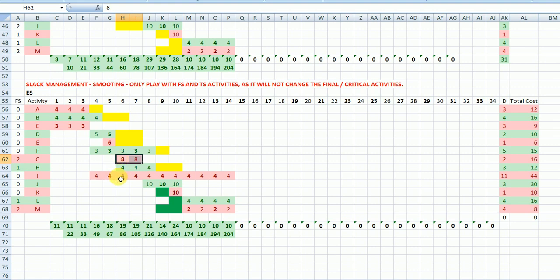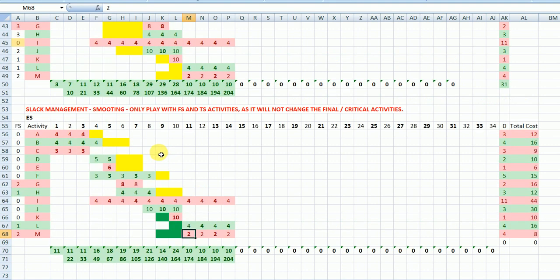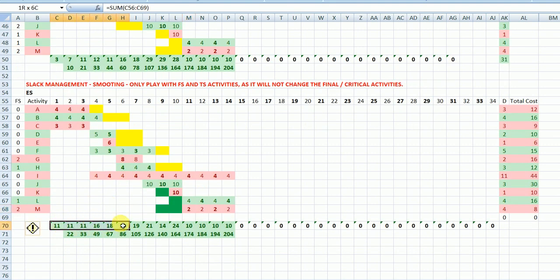I think this looks good. More or less constant. I hope you understand the concept of slack. See, now it's become almost uniform, right? I wish I could move this 10, but I cannot, because of the precedence. You can't change the precedence.